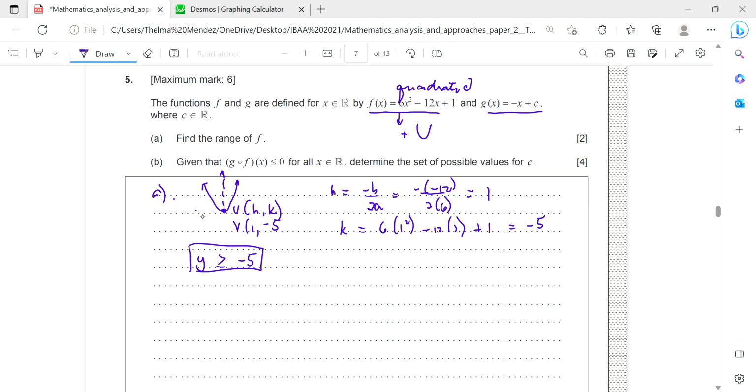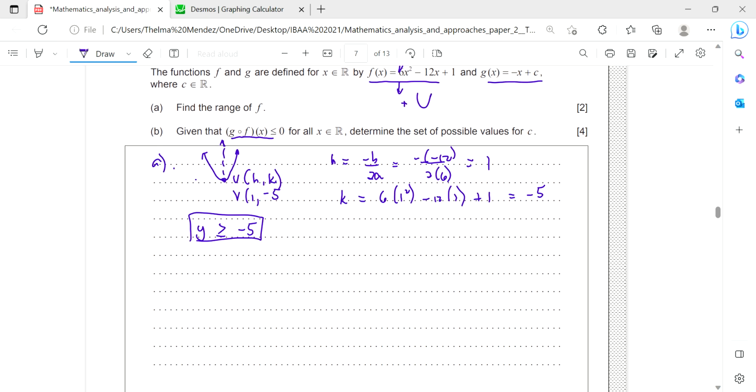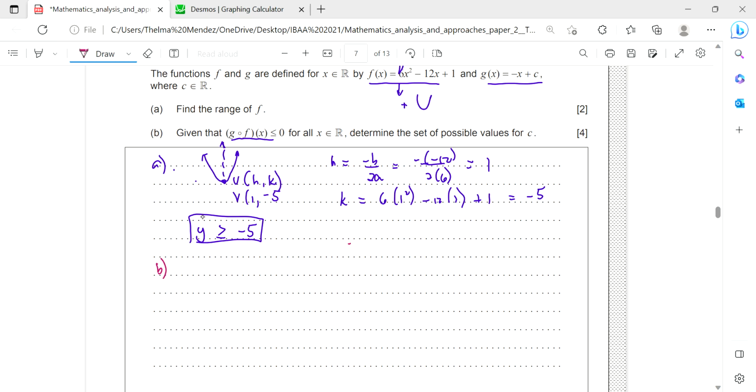Given that we have the composite function g of x less than or equal to 0, we are asked to find the value of c. So let's do this. Okay, we have letter B. g of x will be negative of our f of x, 6x squared minus 12x plus 1, and then plus c. It says it must be less than or equal to 0.